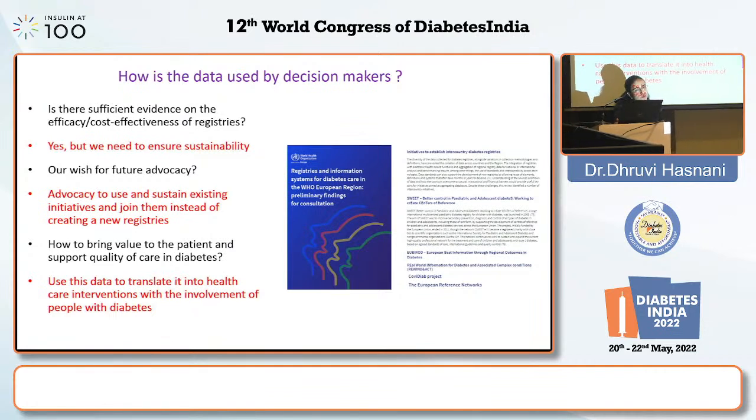Our wish for future advocacy as a D-Genius group: I think advocacy is also a part of our vision and mission. Advocacy to use and sustain the existing initiatives that we are making currently. We have to come together, join together. Instead of just looking in a unifocal manner, we have to work together not just for the registries, but also for the advocacy that comes along. How do we bring value?